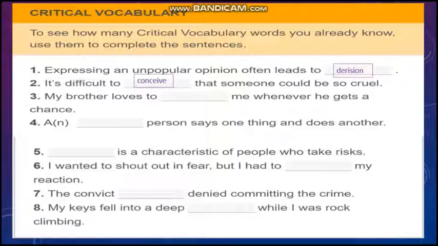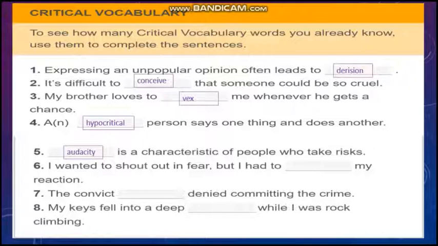Number 3, my brother loves to blank me whenever he gets a chance. So vex. Vex means to annoy. Number 4, a blank person says one thing and does another. So the answer is hypocritical, which means a false person. Number 5, blank is a characteristic of people who take risks. So the answer is audacity. Audacity means braveness.